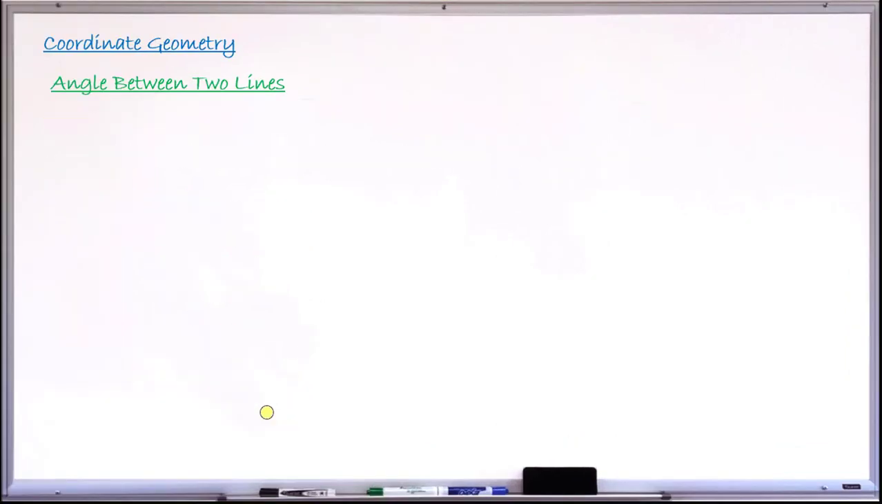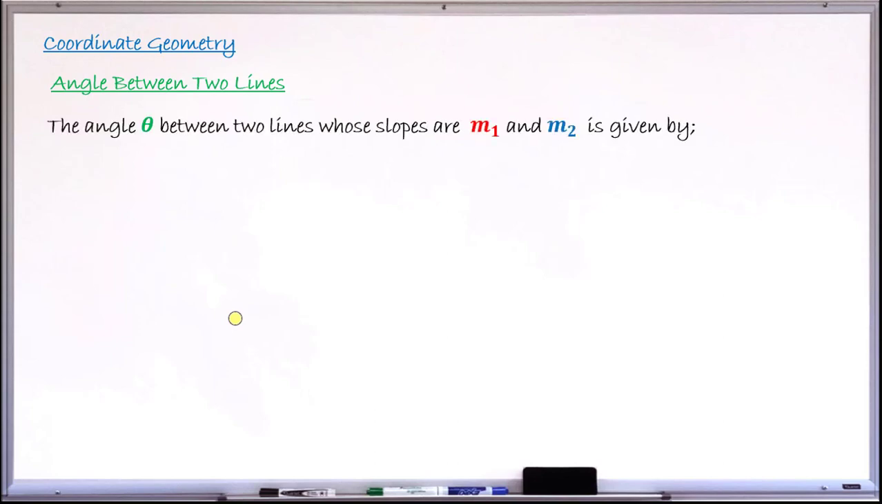To begin the lesson, we first learn how to find the angles between two intersecting lines. If the angle between the two intersecting lines is theta, and those two lines have slopes m1 and m2 respectively, then the angle theta is given by this simple formula. Theta equals tan inverse of the bracket m1 minus m2 all over 1 plus m1 m2.